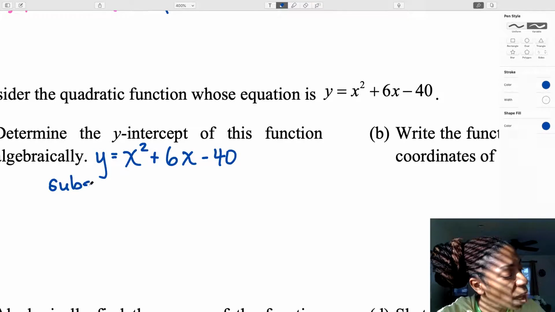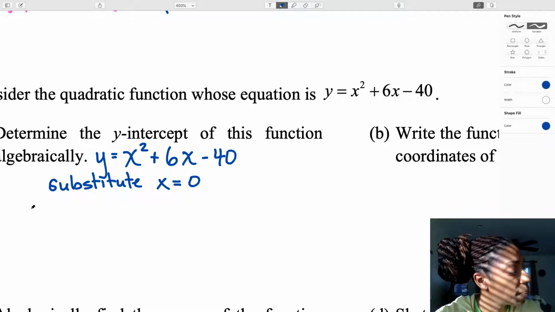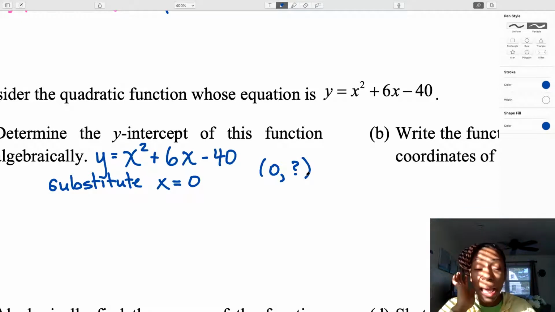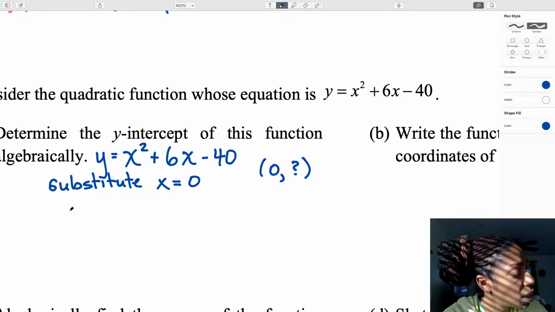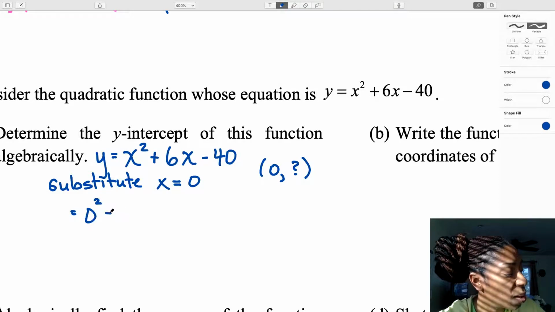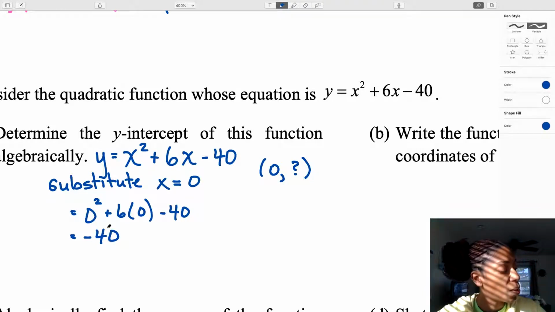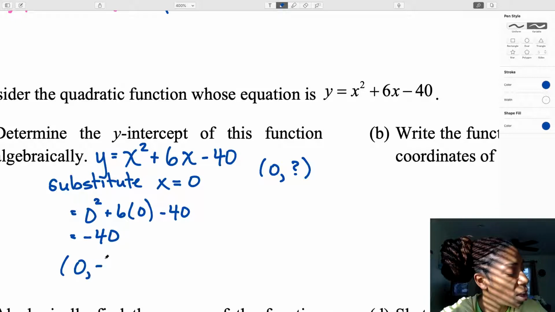So let's show it algebraically. Substitute x equals 0, because the y-intercept is when x is 0, and that's what we're trying to find, the y that goes with the 0, right? So instead of x squared plus 6x minus 40, we're going to do 0 squared plus 6 times 0 minus 40, which just leaves you with a negative 40. So the y-intercept is (0, -40).